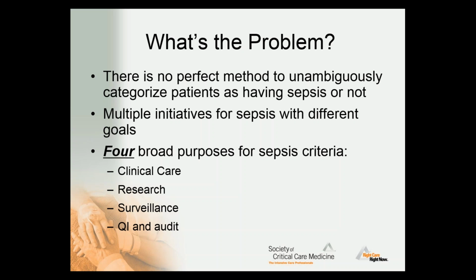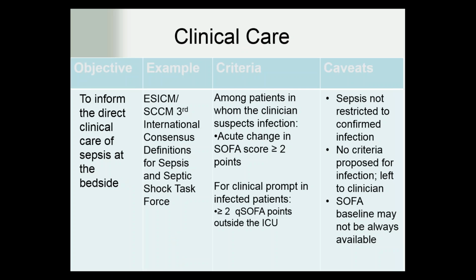One for clinical care, one for research, both basic and clinical research, one for surveillance, and then another one that could be used for quality improvement and audit. And so that's what we're going to go through this year.